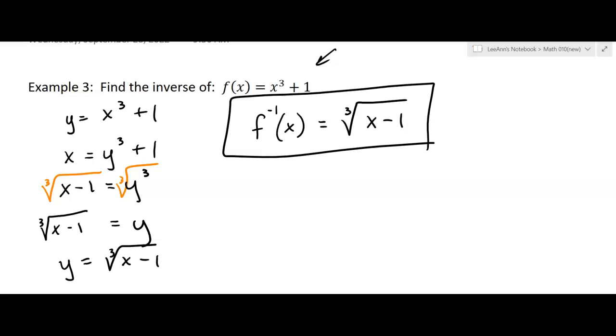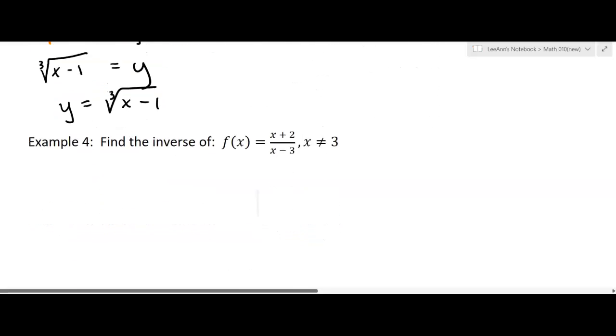And you could verify that by composing them, okay? And it'll work. Cubed root is fine. That's not going to cause any problems. It was a little bit different because of the cubed root, but that's how it works. We know how to solve those kind of equations.